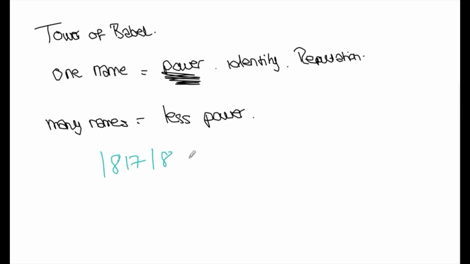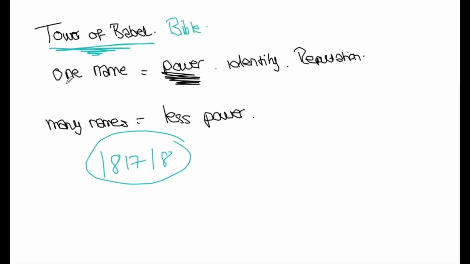Now remember, in Shelley's time, 1817 to 18, which was when this poem was written, people knew this. Everyone would have known about this story, the Tower of Babel. Everyone would have known that the Bible itself talks about names and the importance of having one name for one thing. It meant power, it meant identity, it meant reputation. God himself only has one name.